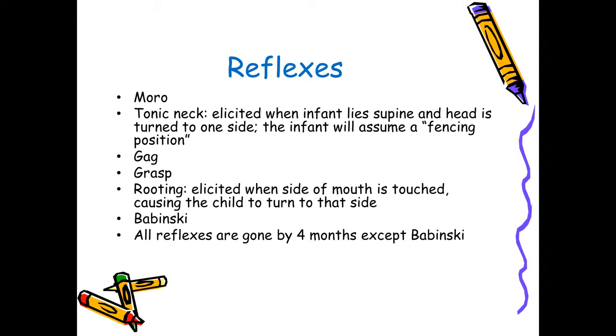The Babinski, this is the one that we do on the feet, remember. You take and you make a little J on the foot and the toes should fan out. This is positive until about age 2. All the other reflexes, the Moro, the rooting, the tonic neck, all of those are going to be gone by age 4 months, with the exception of the Babinski.